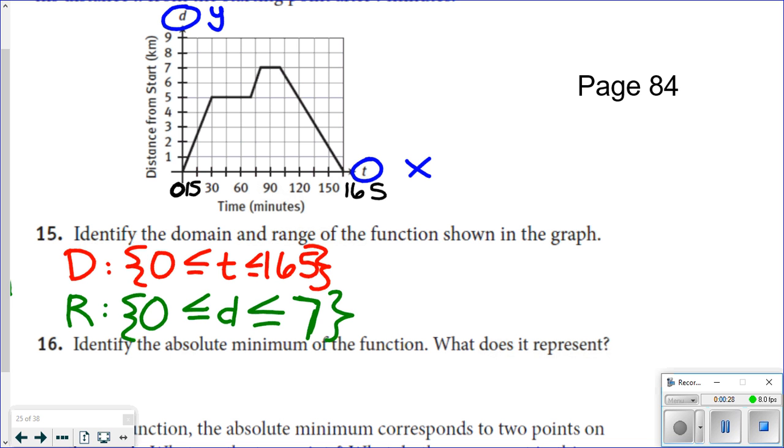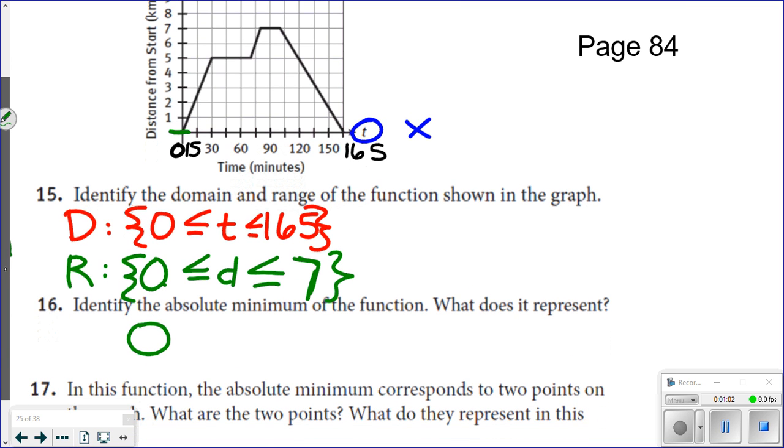Question 16 is identify the absolute minimum of the function. The absolute minimum, remember, is the lowest y value no matter where it occurs. It can be an endpoint, it can be in the middle of the graph. So the absolute minimum here matches your range value. This is 0, so my absolute minimum starts at 0.